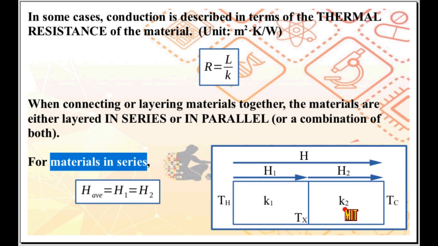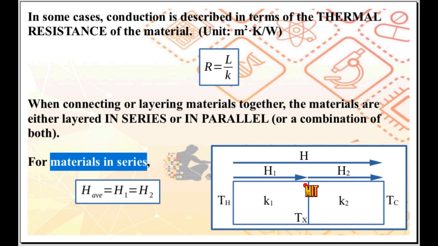The two materials are layered one after the other. The materials are layered in series. For materials in series, with TH the hot temperature and TC the cold temperature, heat will flow from hot to cold. First, it will flow through material 1 and then flow through material 2.